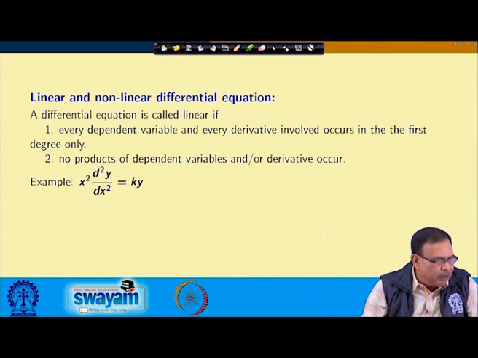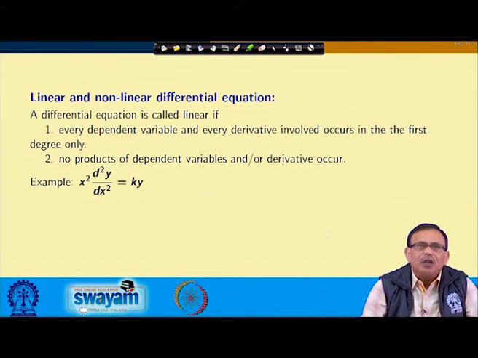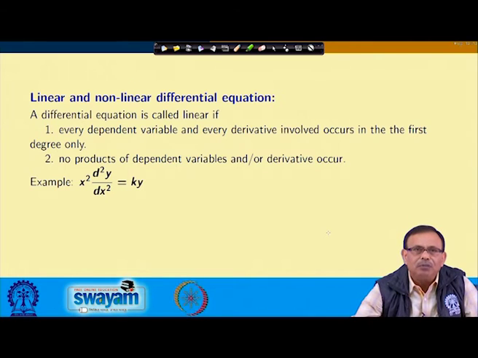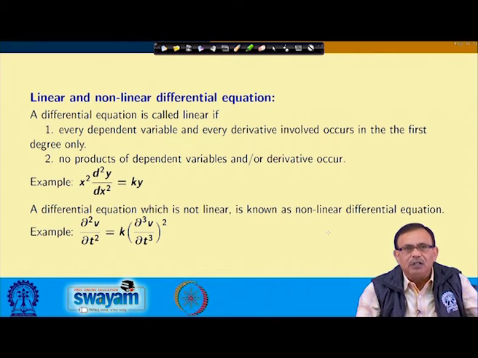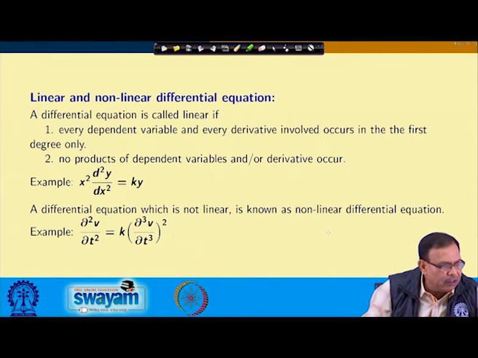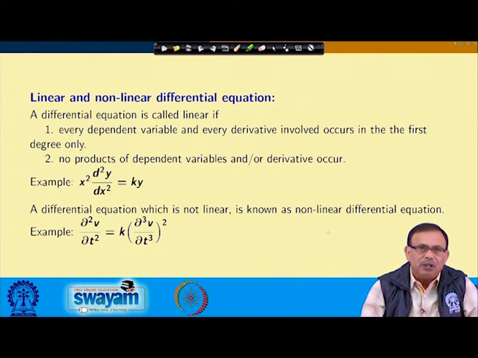Here is one example: x² into d²y/dx² equals ky. This is the linear form, whereas a nonlinear differential equation is defined as a differential equation which is not linear. An example we can give is ∂²v/∂t² equals k into (∂³v/∂t³) whole square. Please see that we have used the whole square here, therefore it becomes nonlinear.